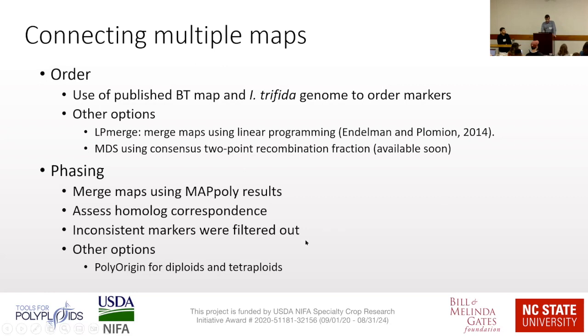Another option to do this would be using polyorigin. Of course, if you have your maps, you can just use polyorigin. But as far as I know, it's implemented for diploids and tetraploids. I talked to Chelsea, and I know he has hexaploid research codes. So this could be another way to do this, but we did it with our approach.